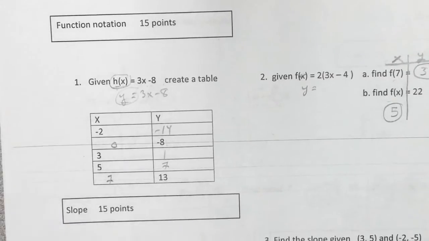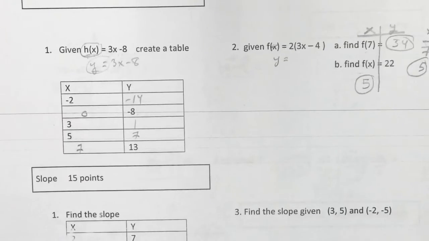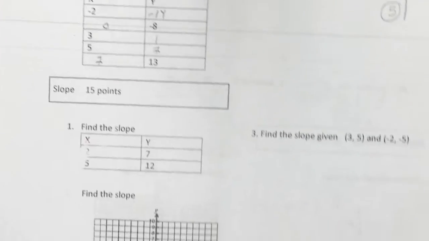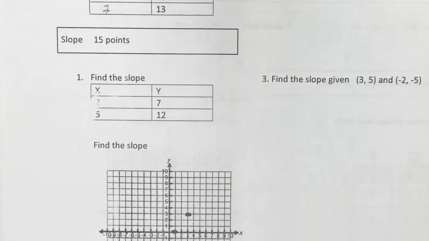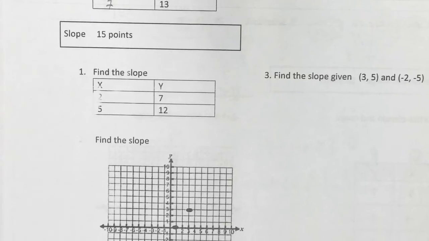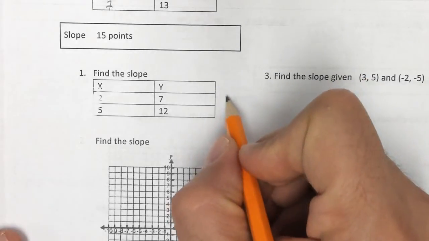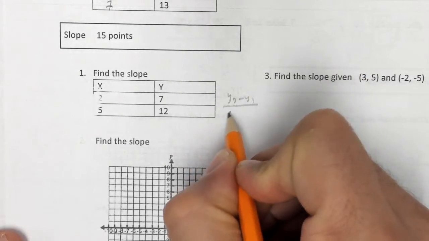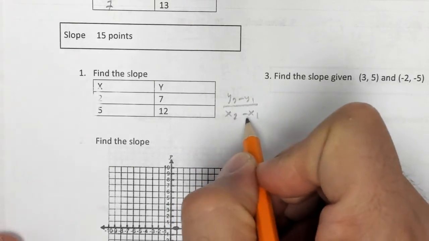Again, that's 15 points, so 15 points and 10 points is 25. That's half of your test. If so far this is easy, then that's half of your test right there. For slope, you have 15 points. When they ask you to find the slope, all you got to do is go y2 minus y1 all over x2 minus x1. But we have a trick.